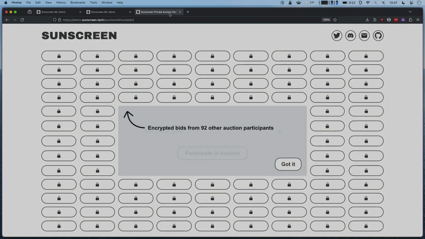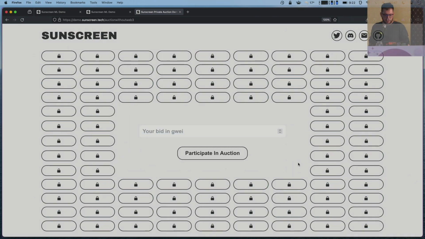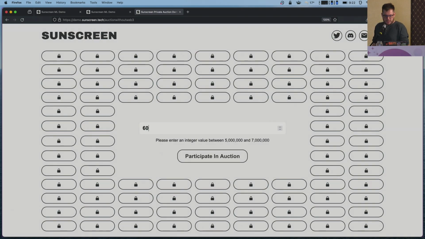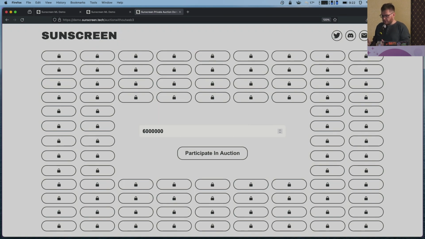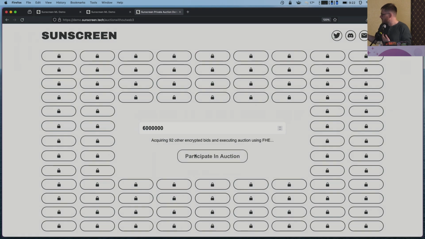So here is an example of doing that, and this is online on our blog. You can see that there are 92 other people bidding, virtually in this case from a server, or they're simulated, and then we can put in a bid ourselves. The bids in this case must be between 5 million and 7 million. We can participate in the auction by sending up our bid. It'll all be executed, and then we'll find out whether or not we won. In this case, we didn't.